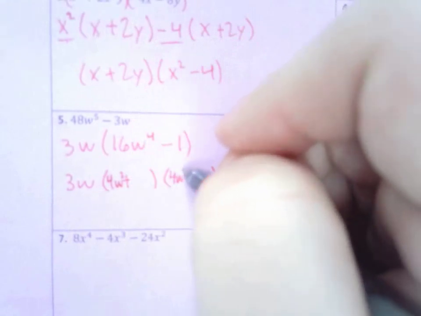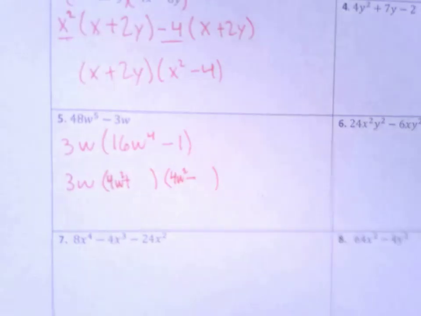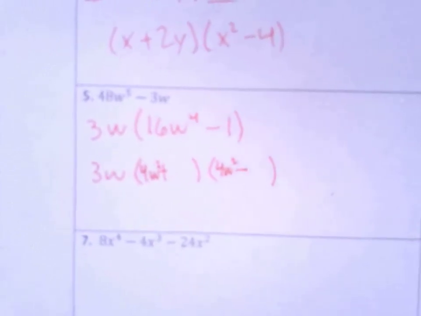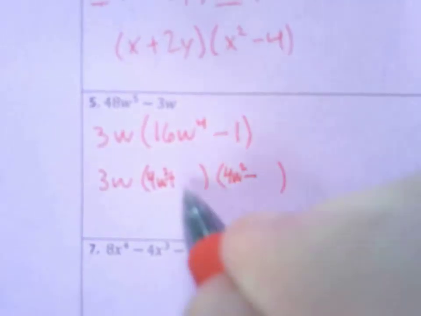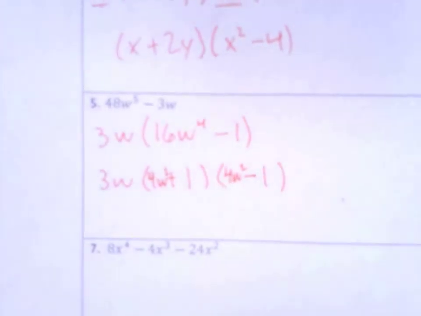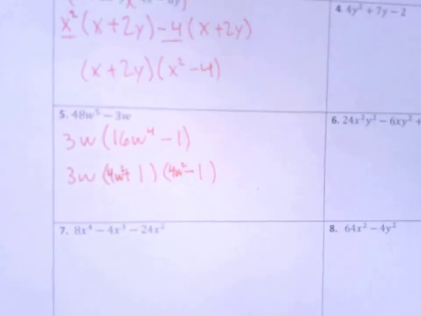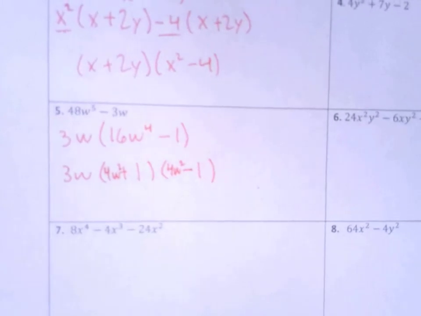W squared, good. I didn't quite leave enough room. So you get 4w squared and 4w squared. It's kind of ugly. And what's the square root of 1? 1. So you get plus 1 minus 1. So 3w times 4w squared plus 1 times 4w squared minus 1. Good. So this is perfect squares again.